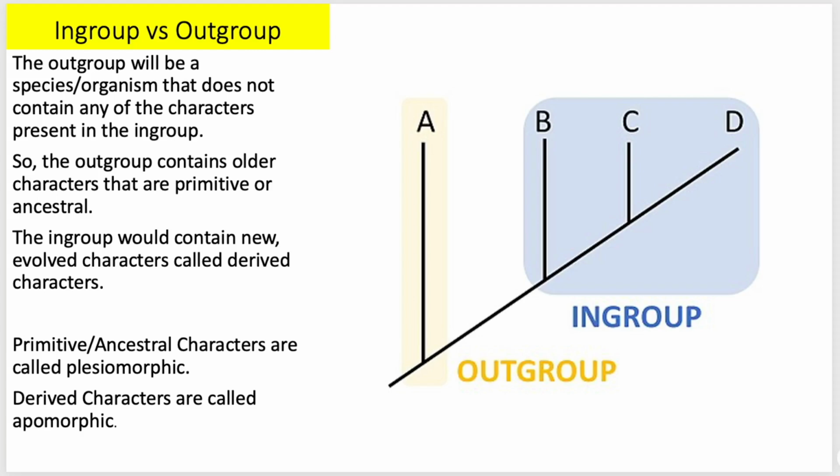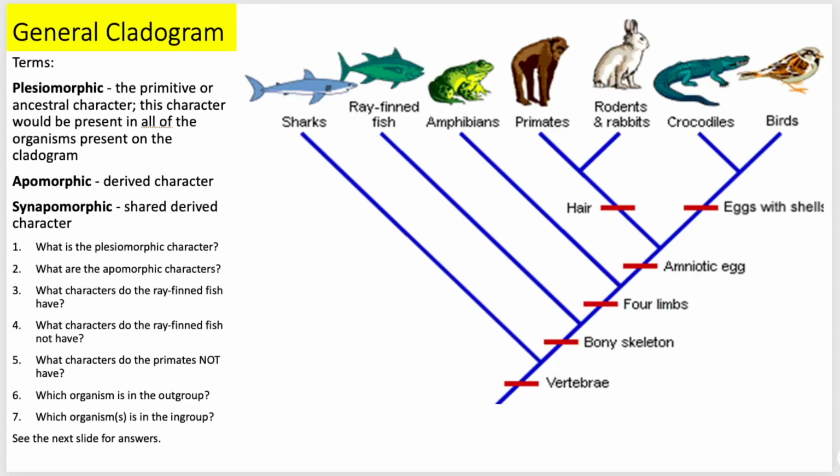And we have these certain terms that we use for the characters that we talk about within these charts. So a primitive or ancestral character we call plesiomorphic. And the way you can remember that is plesiomorphic starts with a P, P for primitive. It's going to be the first thing. And then those traits that come after that, we call those derived characters. They have come later, and we call it apomorphic.